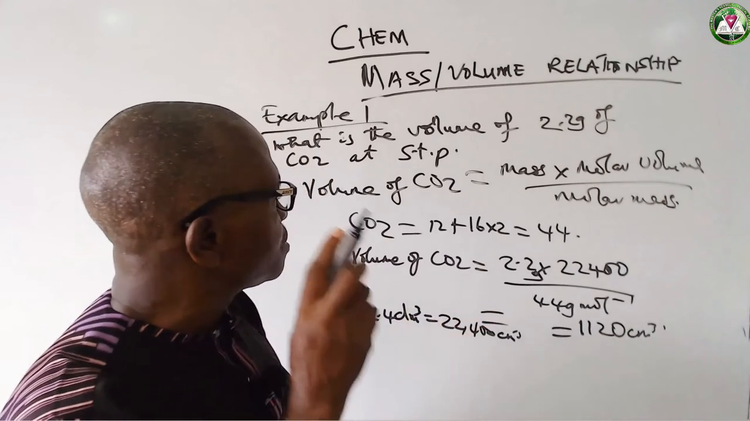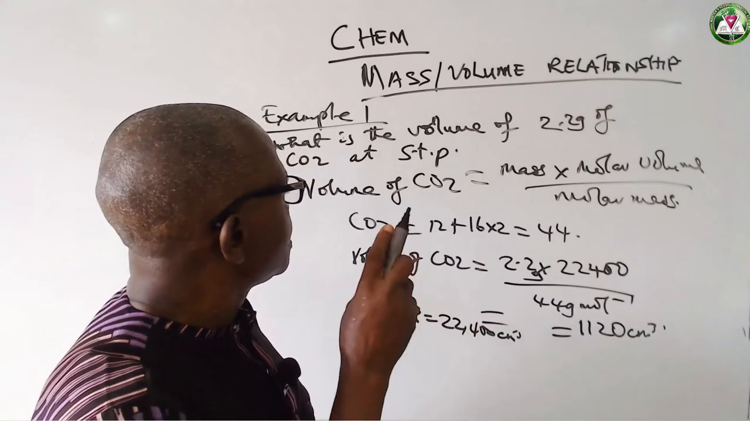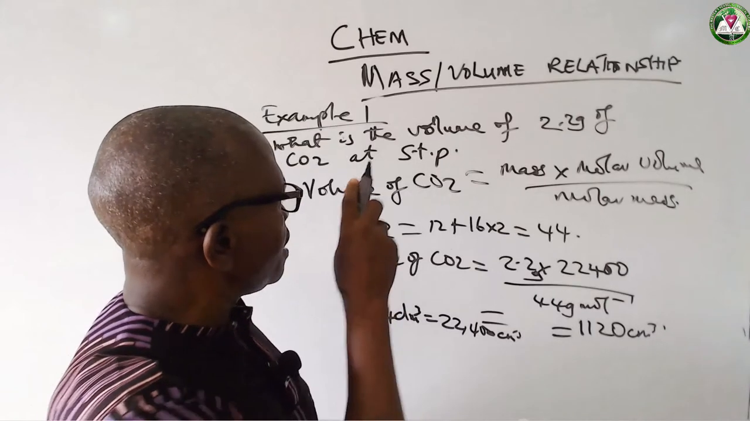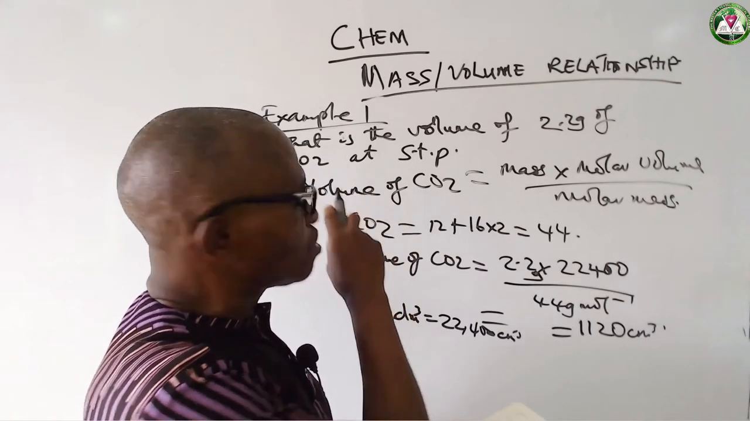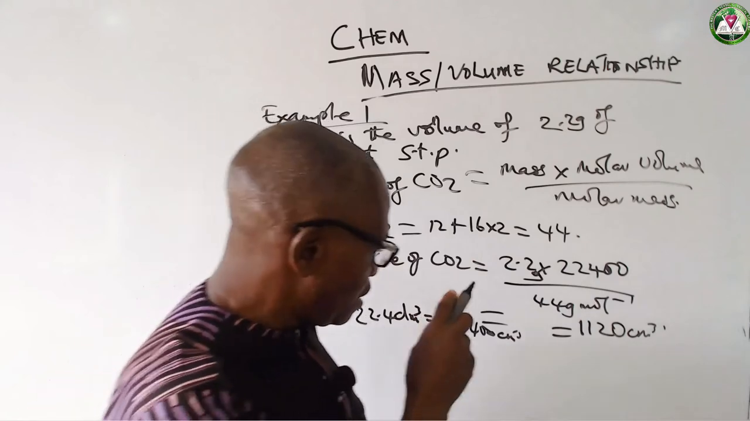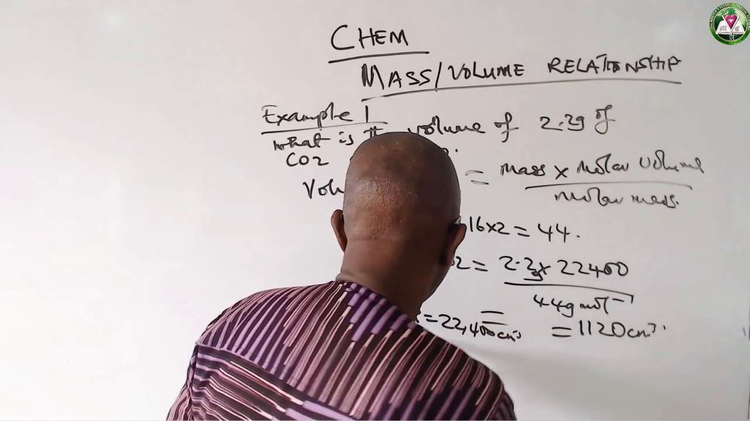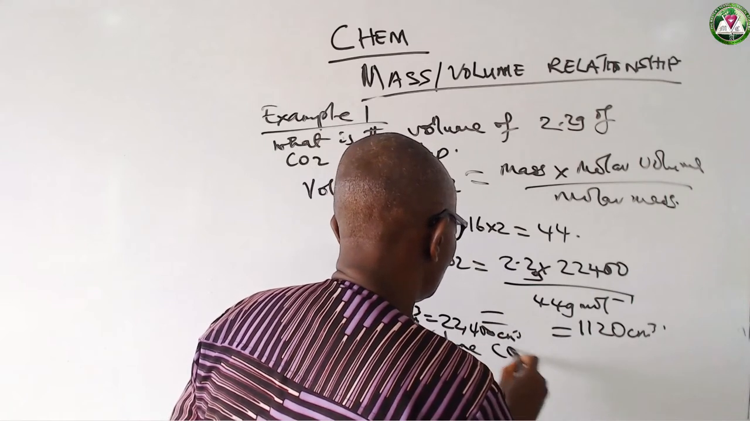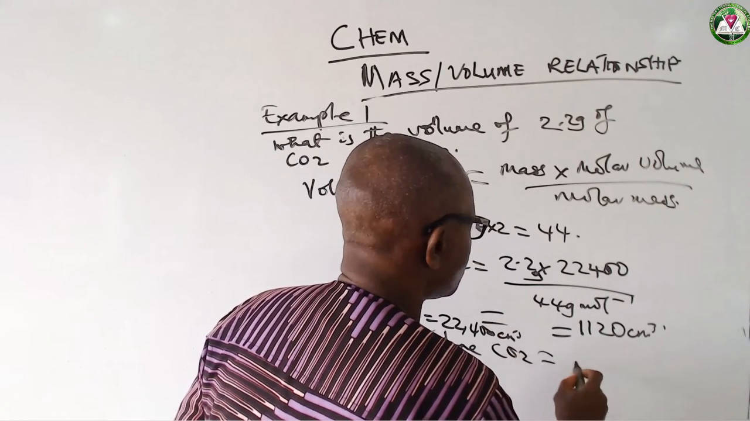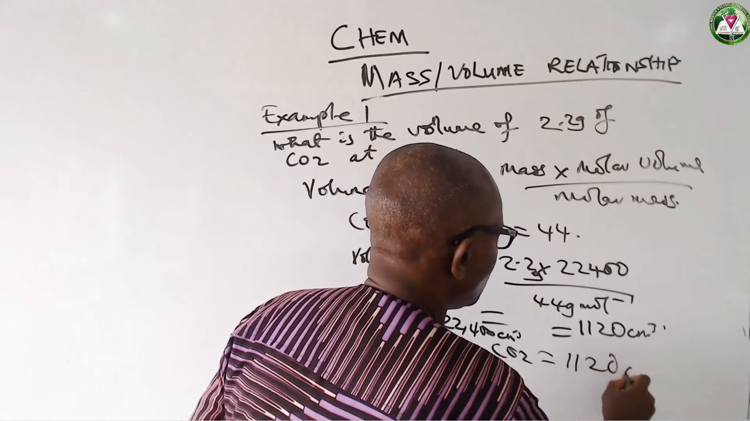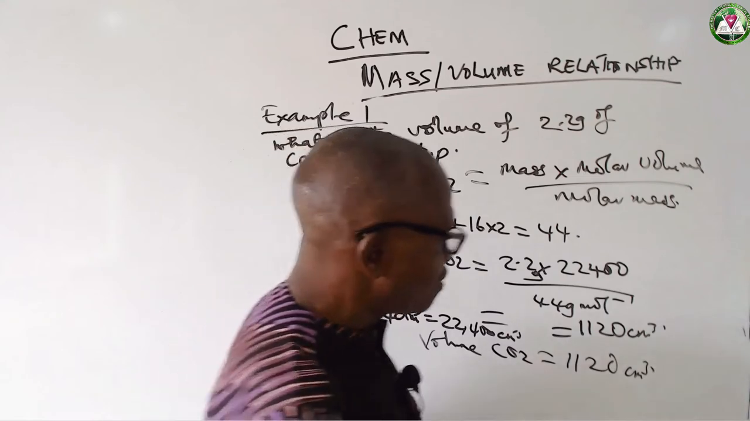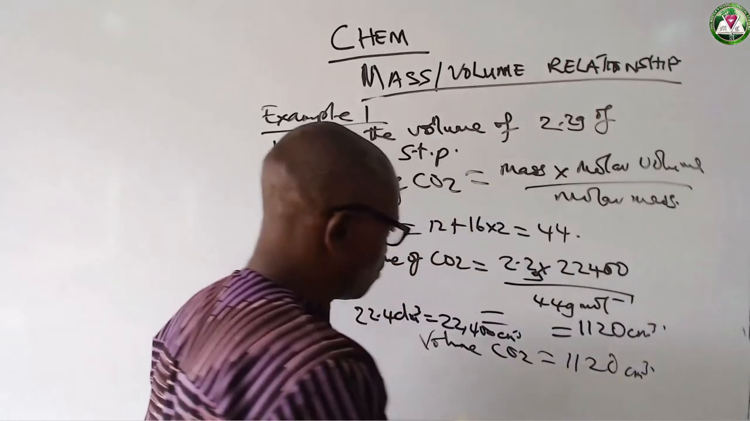Remember, in this number one question, there is mass-volume relationship. They gave us the mass. I want us to find the volume. And this is the volume of CO2. Volume of CO2 is equal to 1,120 cm cube. Let me give you an alternative method, assuming that you forgot the equation.